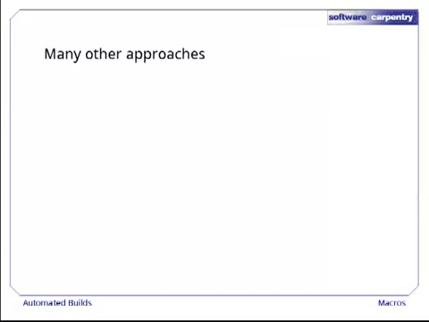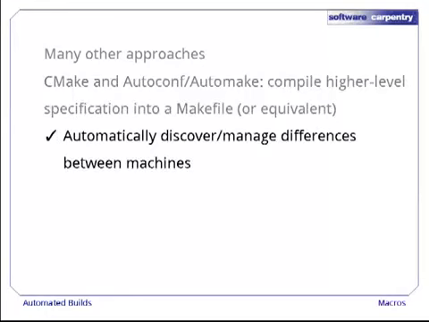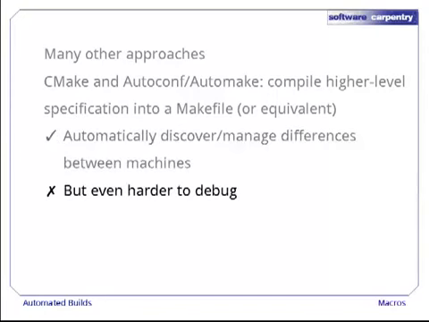There are many other approaches to handling platform dependencies in builds that we won't go into in this lecture. One of the most popular, which is used by tools like CMake and GNU's AutoConf and AutoMake, is to write a higher level specification for the build that can then be compiled to create Makefiles or build files for other tools like integrated development environments. The main benefit of doing this is that these tools can manage and even automatically discover the differences between machines so that we don't ever have to worry about them. The downside is that these higher level build files are even harder to debug than Makefiles.